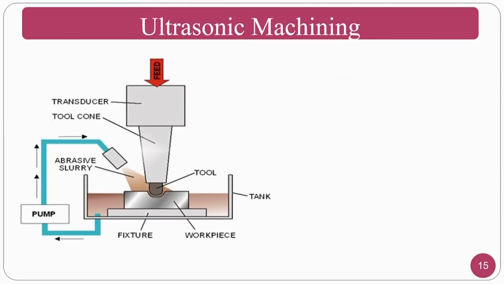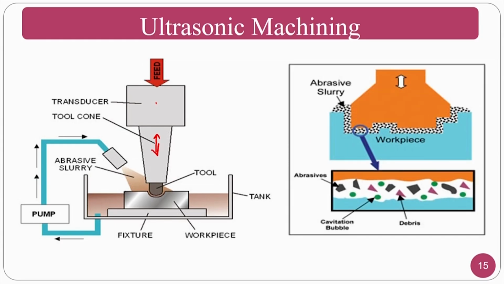If you want to see ultrasonic machining schematically, the abrasive slurry is fed like this and the tool is there, and the transducer is there. The transducer gives the vibrations and the tool vibrates like this, and you will get the required, or converse, shape on the workpiece.